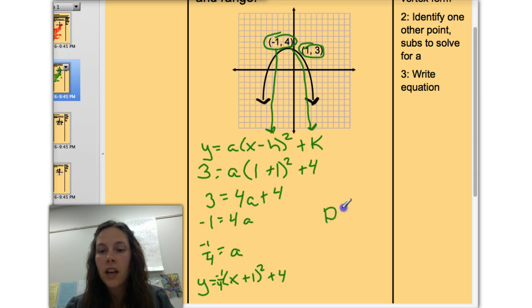Looking at the domain, again, quadratic function, domain is all real numbers. And the range would be y is less than or equal to 4, because our graph opens down, and the y coordinate of our vertex is 4.